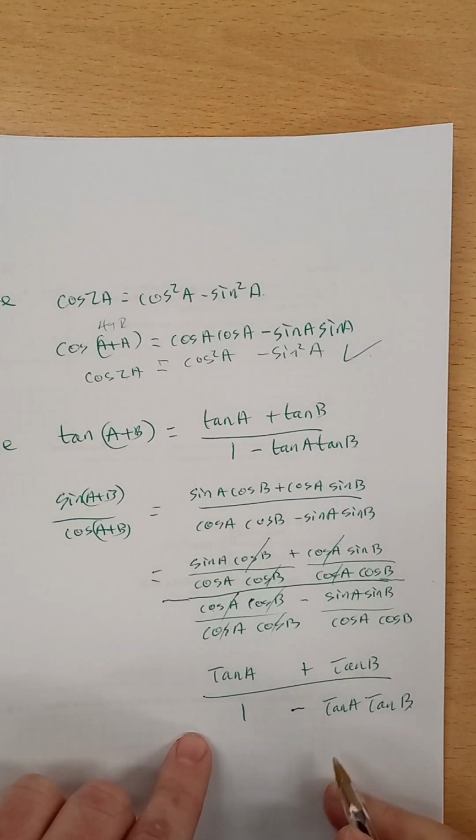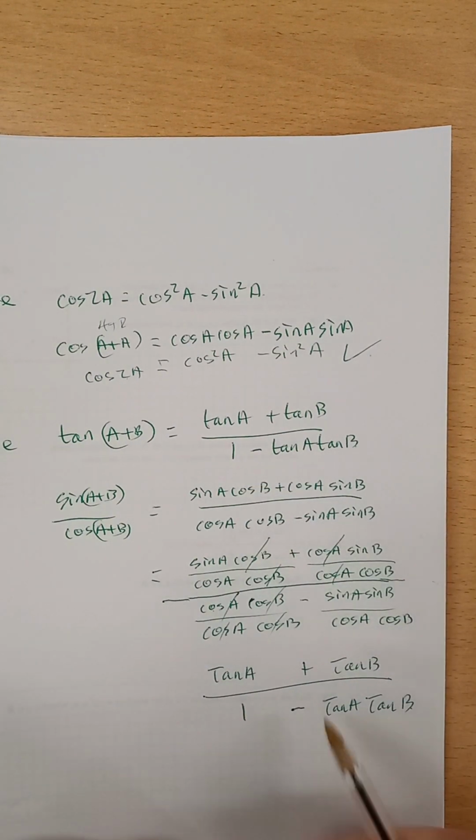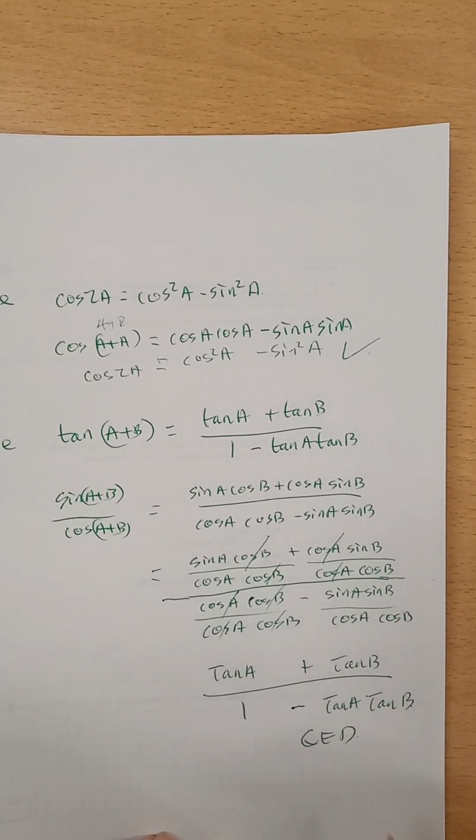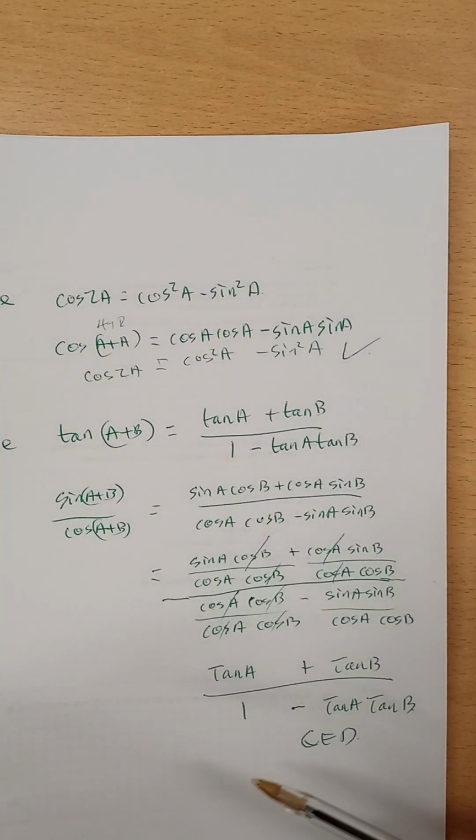Is that what I'm asked for at the very start? Tan A plus tan B over 1 minus tan A tan B, QED, you're done. And you can do the exact same thing with tan A minus B. It works exactly the same way and you're done.